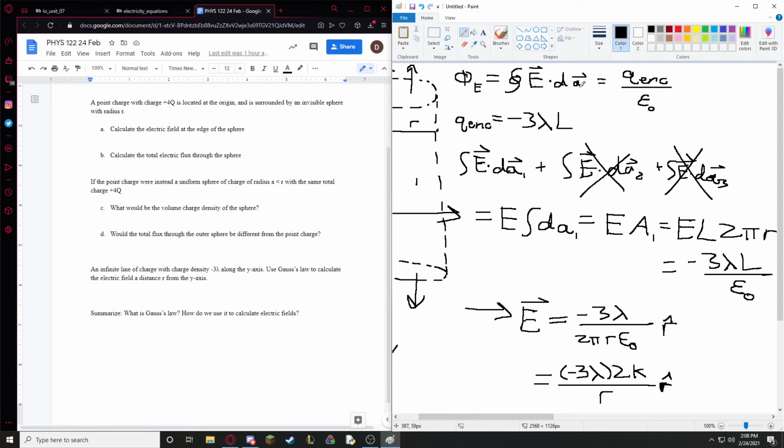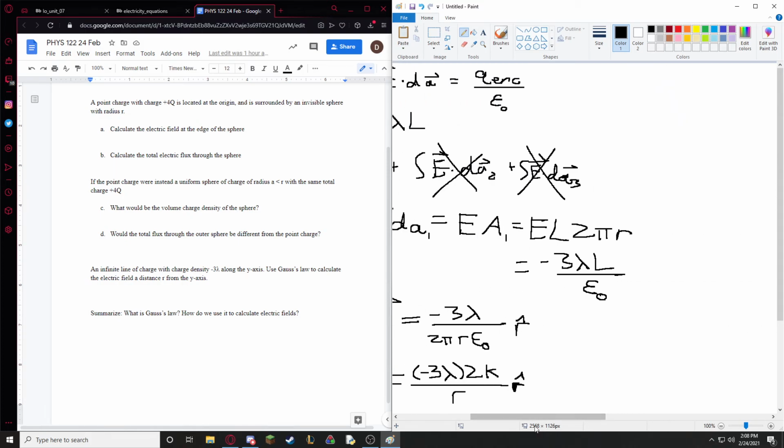Because Kevin just said, to sort of summarize Gauss's law, what is it? The flux is equal to the integral of E dot dA, which is equal to Q enclosed over epsilon naught. For what kind of surfaces?